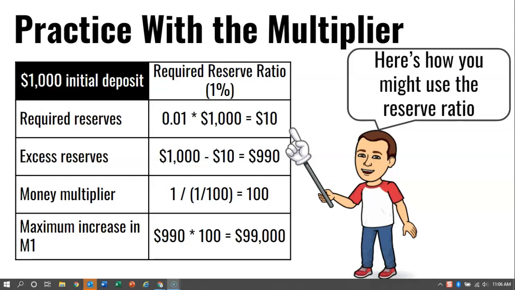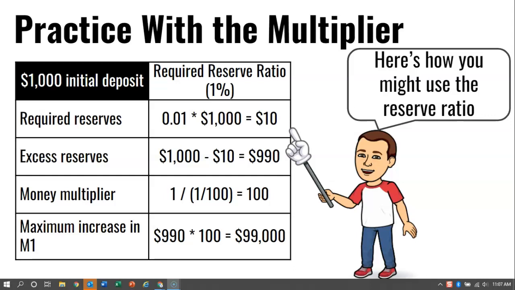Now let's do a little bit of practice with the multiplier so we can see what to do with this information. So let's pretend there's a $1,000 initial deposit. We know with a 1% required reserve ratio then that required reserves would be $10. 1% of $1,000 is $10. The bank must keep $10 of that $1,000 deposit at all times. The remaining $990 of that initial $1,000 deposit is excess reserves, at least until it gets lent out. So as long as it's still sitting there unlent in the bank vault, $990 is excess, $10 is required out of the total $1,000.